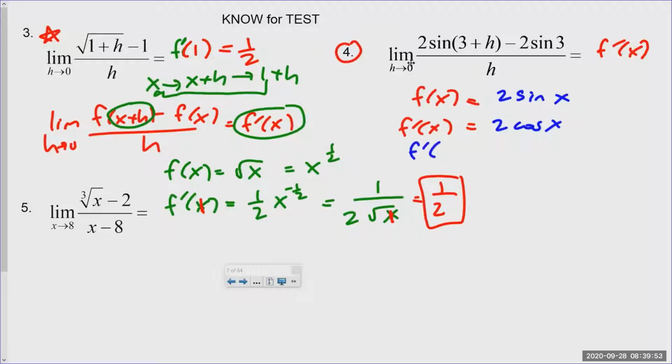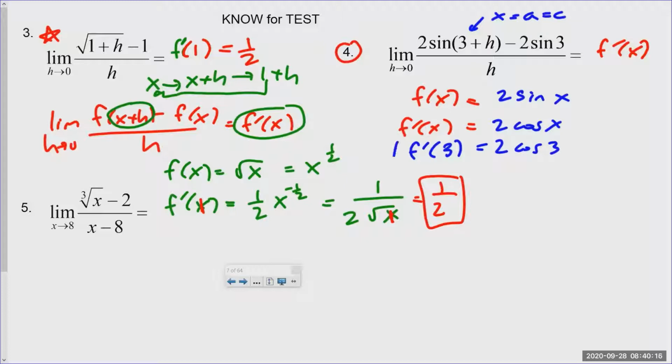Now be careful. A lot of students will say 0 because they're thinking that this is an alternate definition of a derivative. Guys, when you look at the formal definition of derivative, you find your x up here, or your a, or your c. I think sometimes we call it c too. What's going to be my plug-in here? It's not 0. What is it? 3. So this answer is 2 cosine 3.